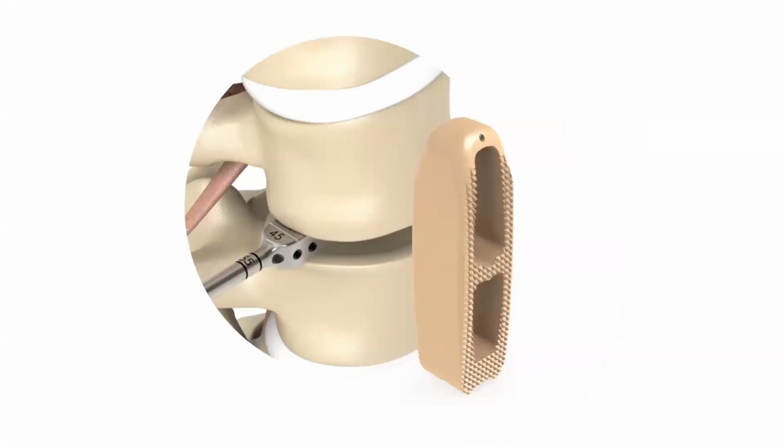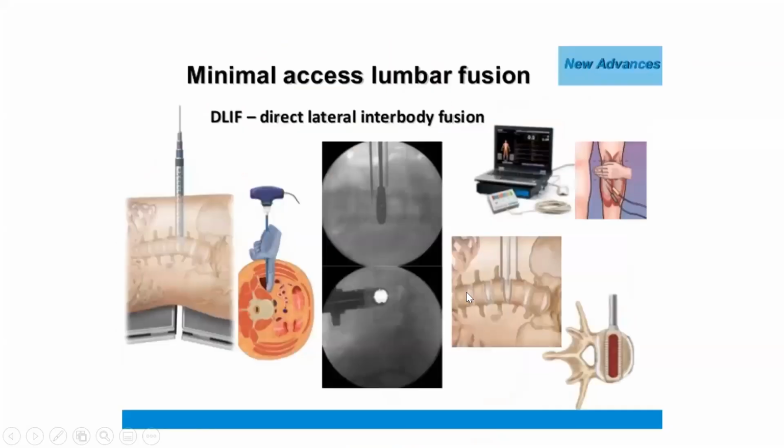So that's a schematic of a DLIF from the side, direct lateral interbody fusion. The cage sits like that. You can see here there's percutaneous options and so on. You've got to monitor the plexus, but there's a high incidence of neuropraxia and so on.